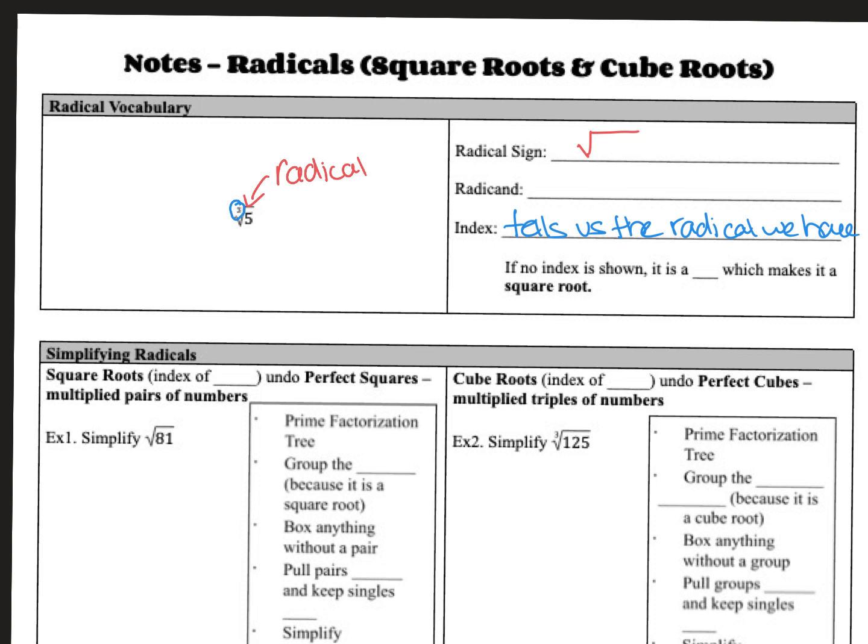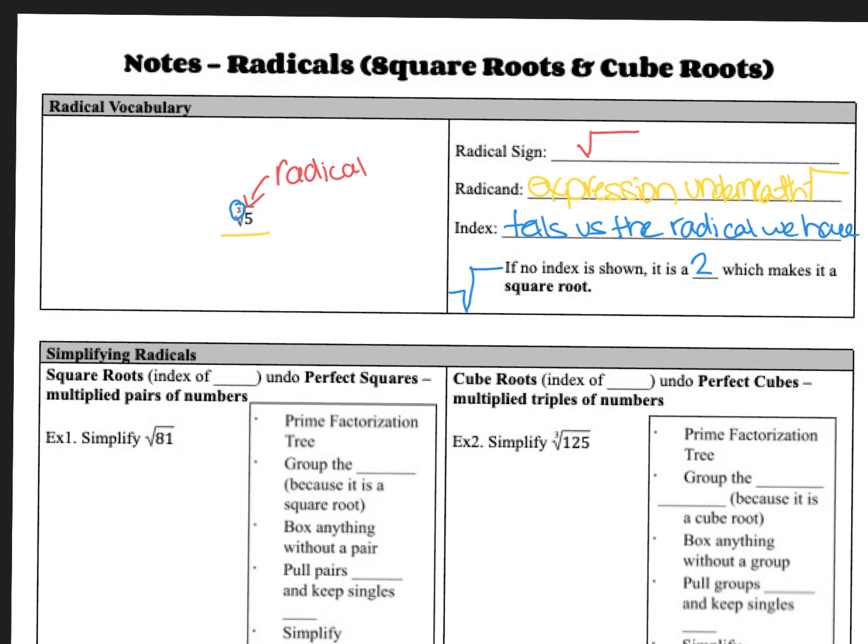If no index is shown, so if we just see that square root sign or that radical, it is an index of 2, which makes it a square root. And then finally, we have our radicand. Our radicand is our expression underneath the radical sign. Notice that I did not say number, because underneath my radicand can include numbers as well as variables.